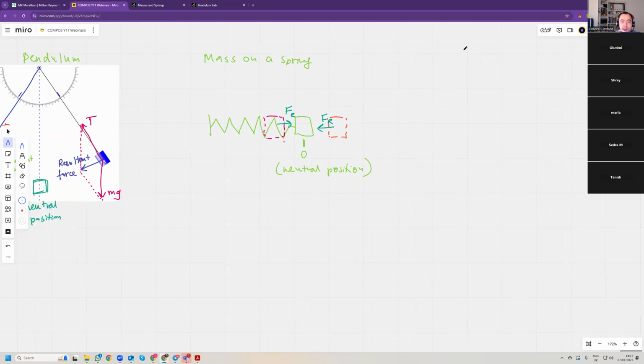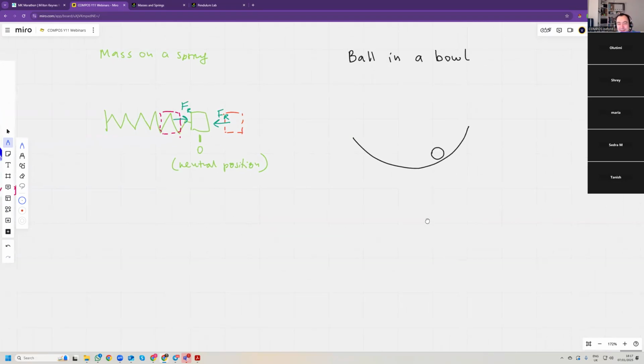Another example, which I can't pronounce, a ball in a ball. So you have a ball and you have a ball. A marble in a ball. And if you draw the forces, so this is the neutral position. And if you were to move it to the left, and you draw the forces, so that is mg, and this is the normal reaction force, you can see that there is a resultant force trying to return the ball into the original position.